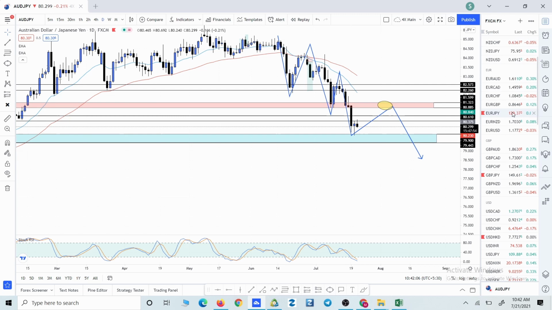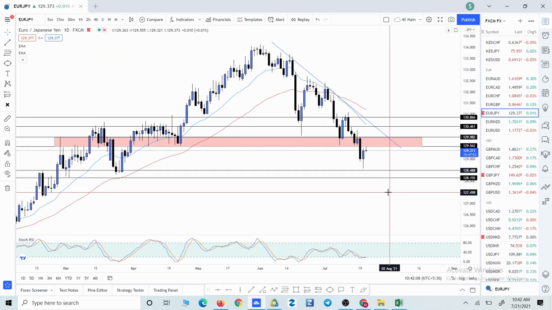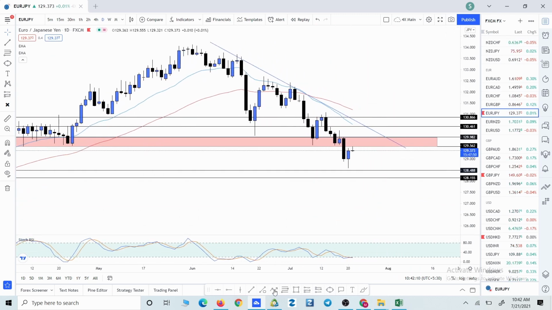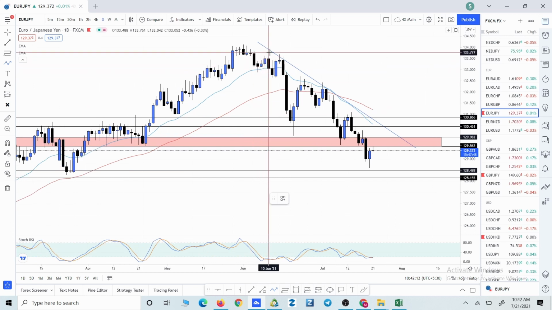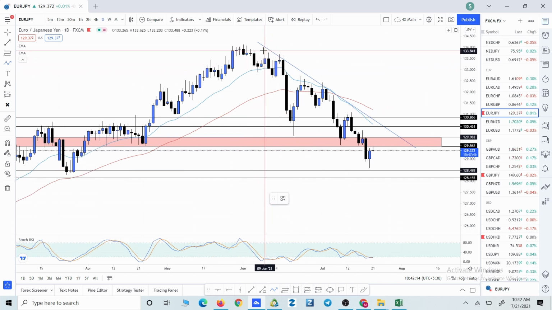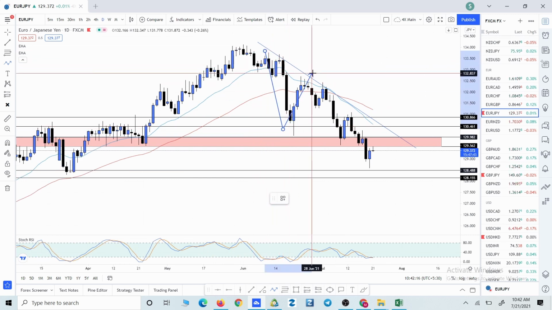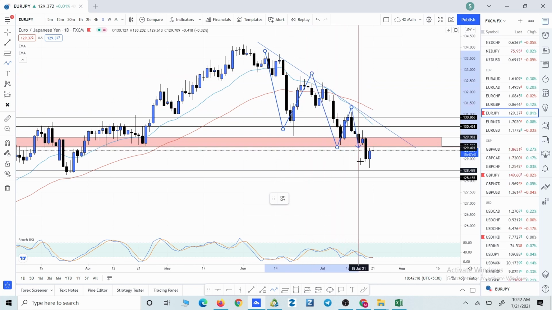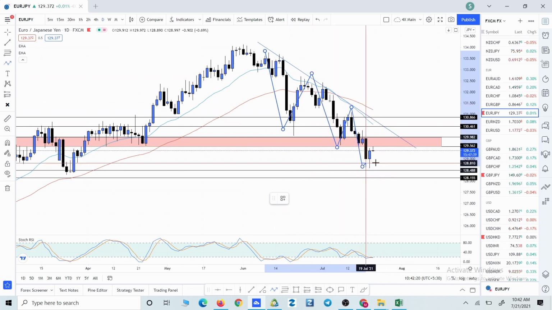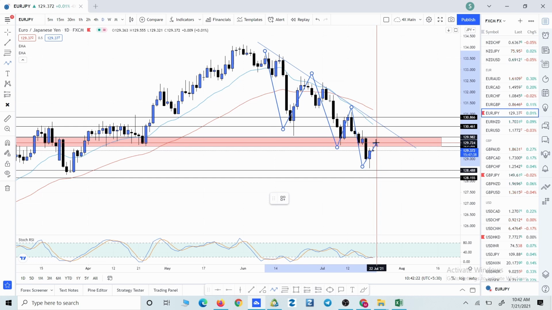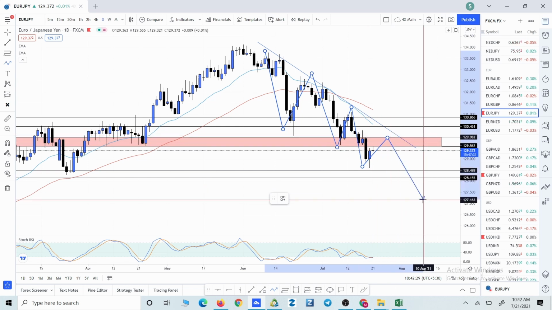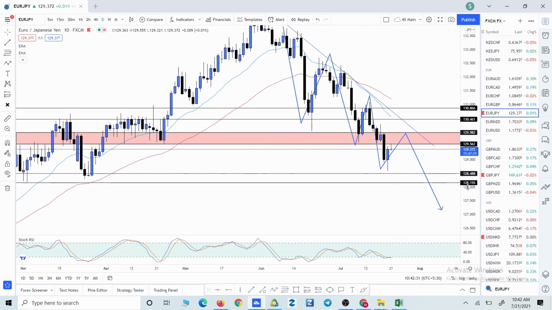Next, let's move to EURJPY. Now, EURJPY is also making lower lows and lower highs. Starting from here, we have the low, lower high, lower low, lower high, lower low. After making this lower low, we are looking for a lower high in this high confluence zone in order to continue the downtrend. Now, why is it a high confluence zone?